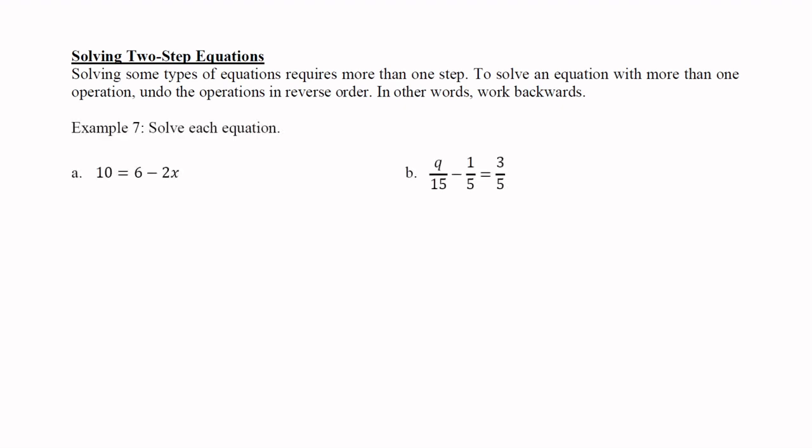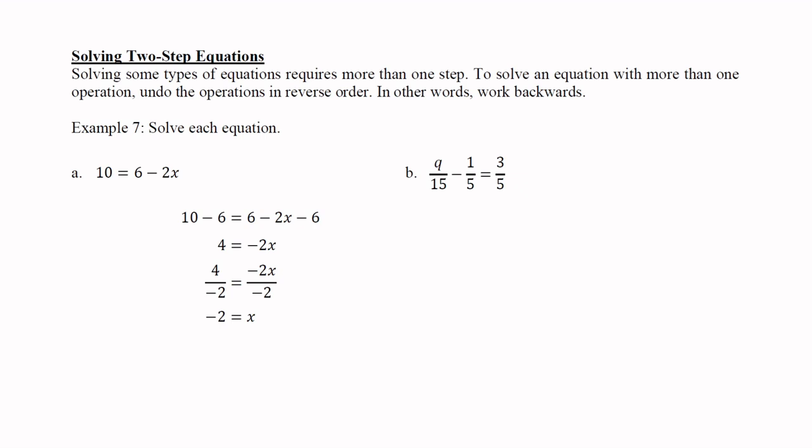To solve each equation here, we're going to have to utilize two steps. So let's start with A. What we want to do is start from the outside and work our way in toward the variable. The first thing we can do is subtract 6 from each side. When we do, we end up with 10 minus 6, which is 4 on the left, and then 6 minus 6 on the right becomes 0, and that just leaves us with negative 2x. Then we're going to divide each side by negative 2 to get to our x value. 4 divided by negative 2 gives us negative 2, and that is our value for x.